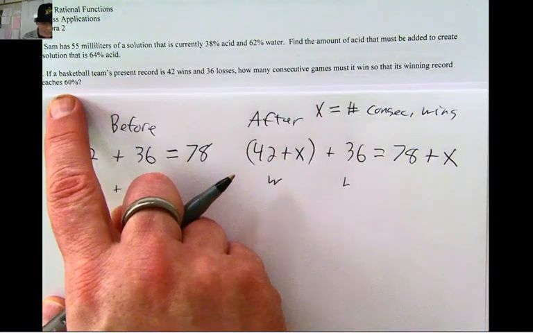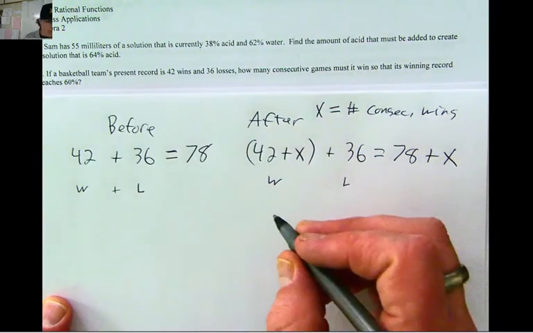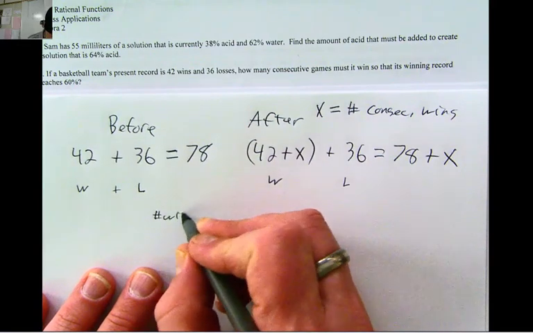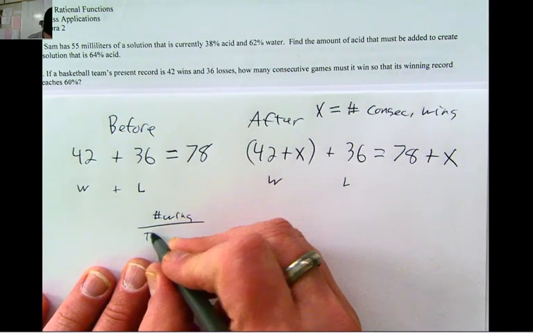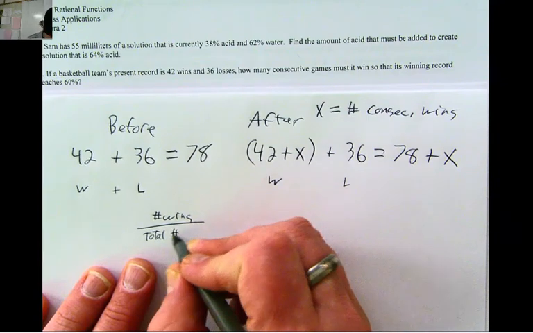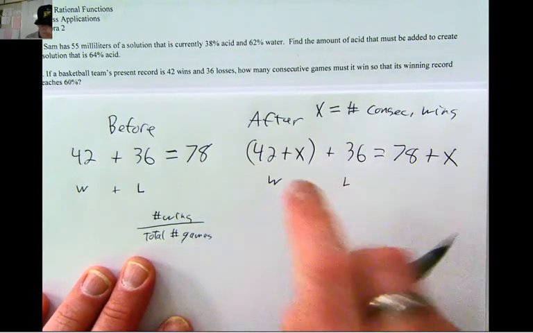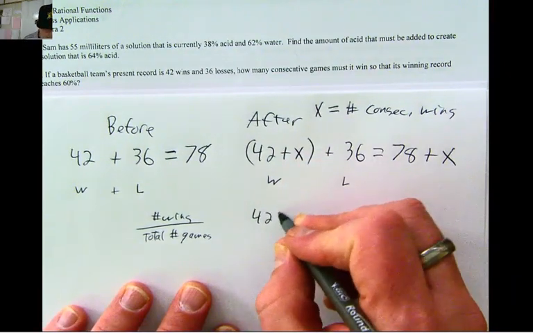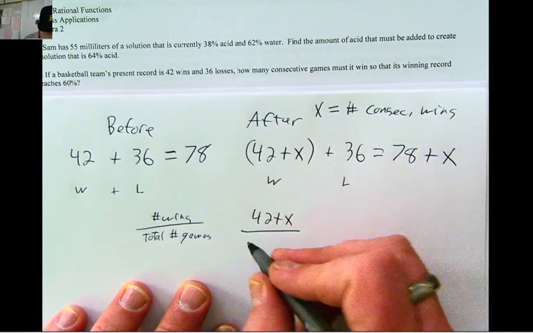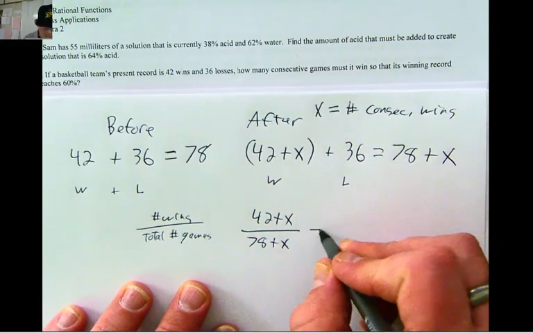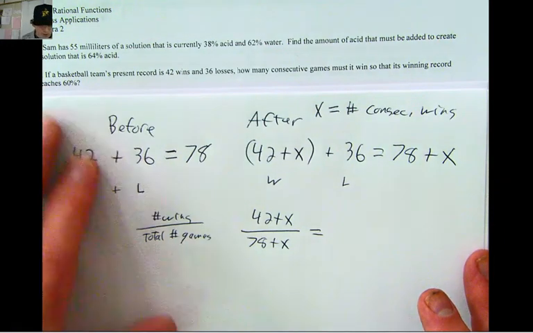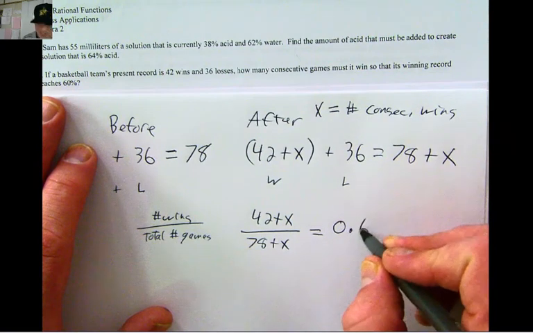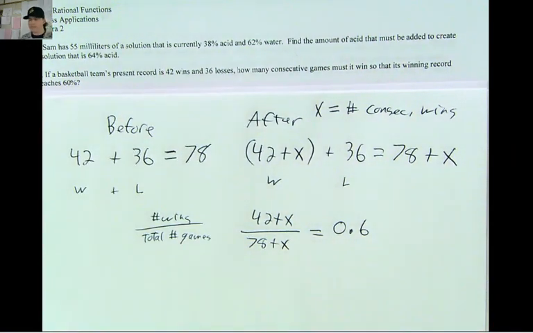And it says here we want the winning record to reach 60%. So our winning record is the number of wins divided by the total number of games. And we're based off the after because we want to know what's happening after the winning streak. So we want 42 plus X divided by 78 plus X. That'll give us our winning percentage, and we want it to reach 60%, which as a decimal is 0.6.